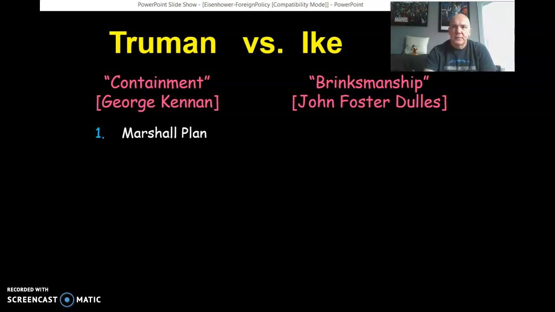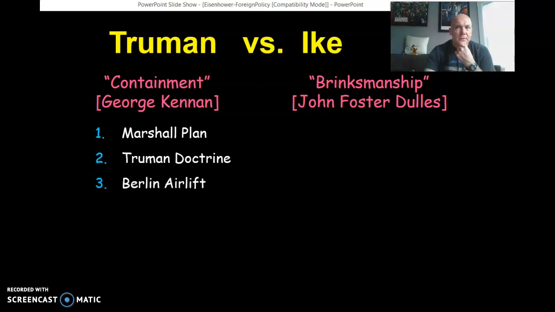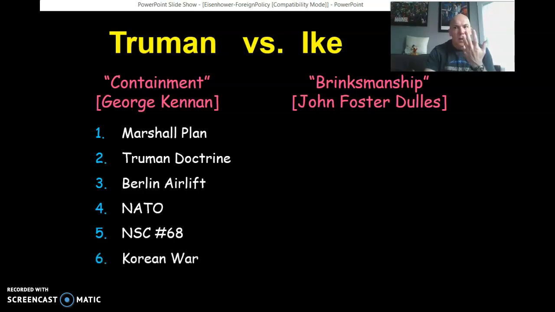We know some key aspects of containment were, of course, the Marshall Plan, economic relief, the Truman Doctrine, the supporting of Greece and Turkey in containing Soviet expansion. We talked about the Berlin airlift for sure. Creation of NATO started in 1949. We talked a little bit about National Security Council document 68, this idea of the permanency of the American military establishment. And we also have the beginning of the Korean War in 1950 as an example of containment.